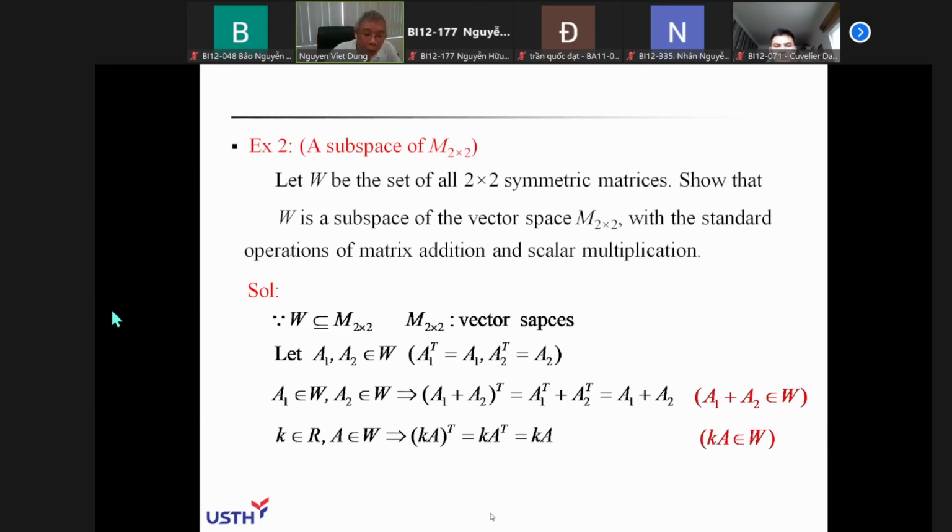So because of that, we see that property number 1 and property number 6 are satisfied. So we can conclude that in that case, W is a subspace of M2 by 2. Okay, we conclude that.